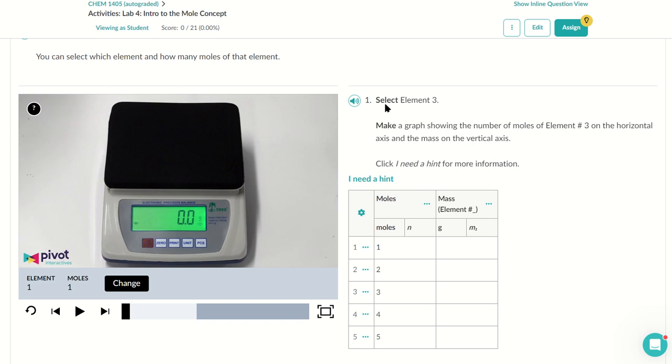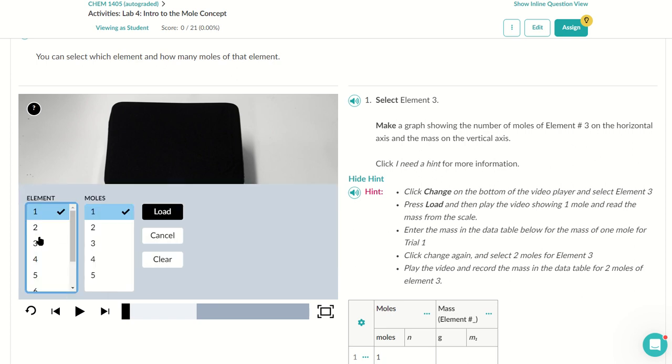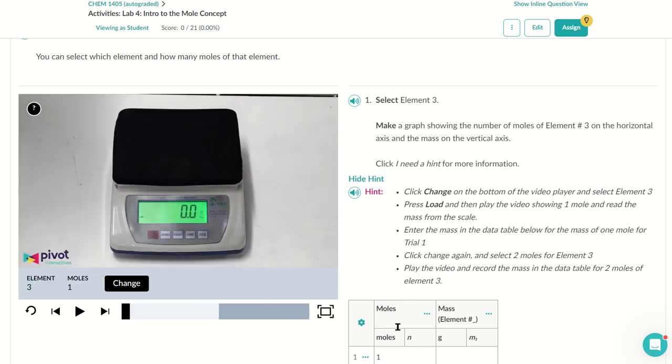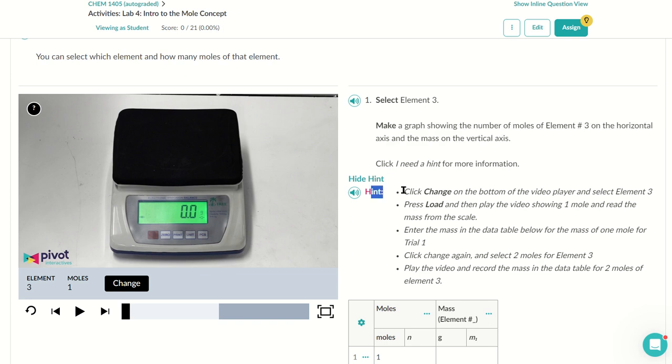So here I'm being instructed to work with element 3. And I highly suggest you open up this hint section because it lines out what you need to do. So select element 3. That's my first task. Now, it gives you the overall instructions: make a graph showing the number of moles of element 3 on the horizontal axis and the mass on the vertical. However, that doesn't break it down, but luckily this hint part does.